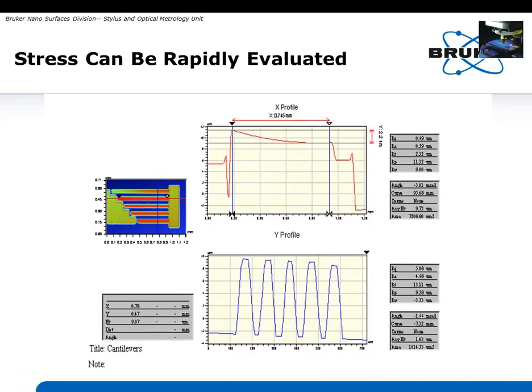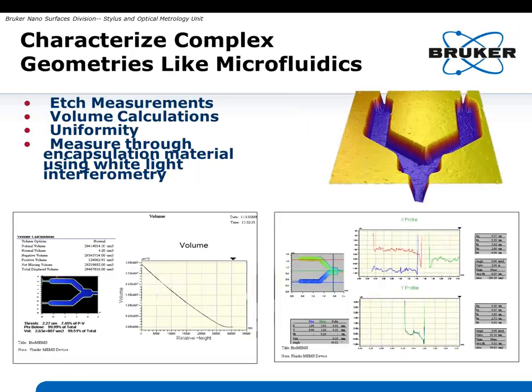A lot of MEMS, particularly in development, quantifying the stress of the processing is extremely important to get good device characteristics and really to dial in the process. You can very rapidly measure a cantilever array, look at the curvatures across each of the cantilevers, and determine the stress that's been induced by the etch or deposition processes that the devices are undergoing.